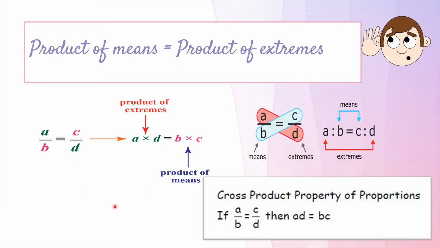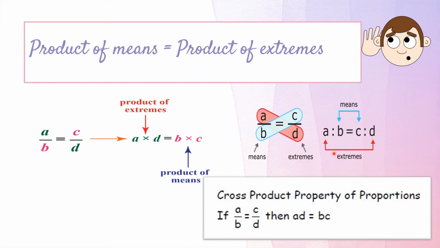Now let me introduce the formula of proportions. The formula of proportion is product of means is equal to product of extremes. So what does that mean? Now we know these are the mean terms here, C and B. And what are the extreme terms? A and D, if we look at the fraction.